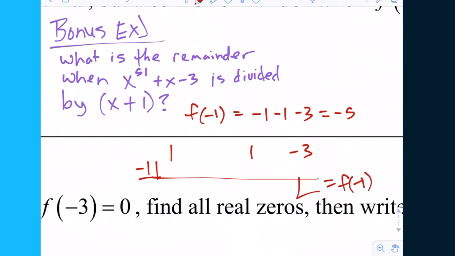Yeah, so as it turns out, the remainder is negative 5. Therefore, is x plus 1 a factor of x to the 51st plus x minus 3? No, it is not, because it does not go in evenly. There you go. Nice multiple choice question on a test. And that is the division algorithm right there, right?